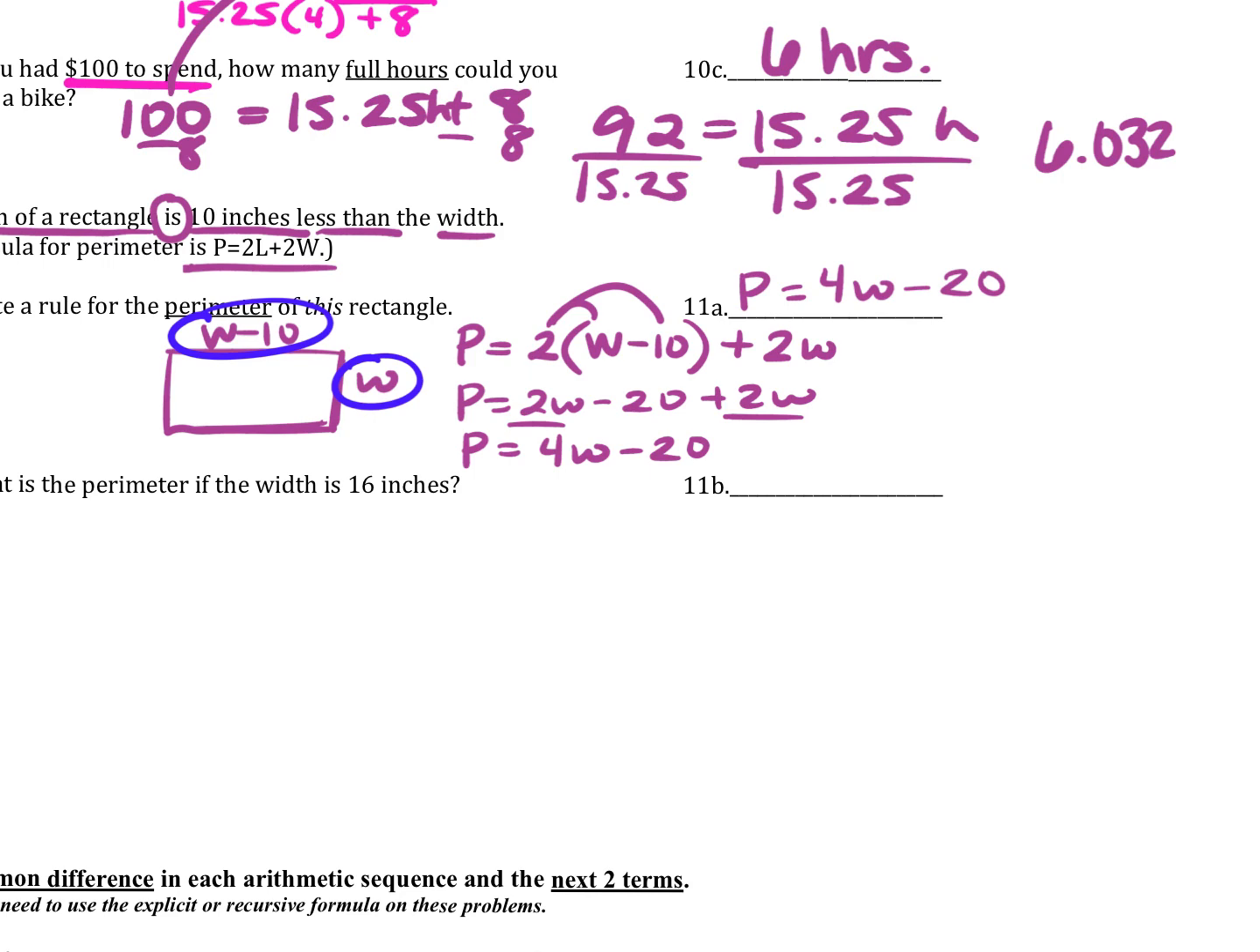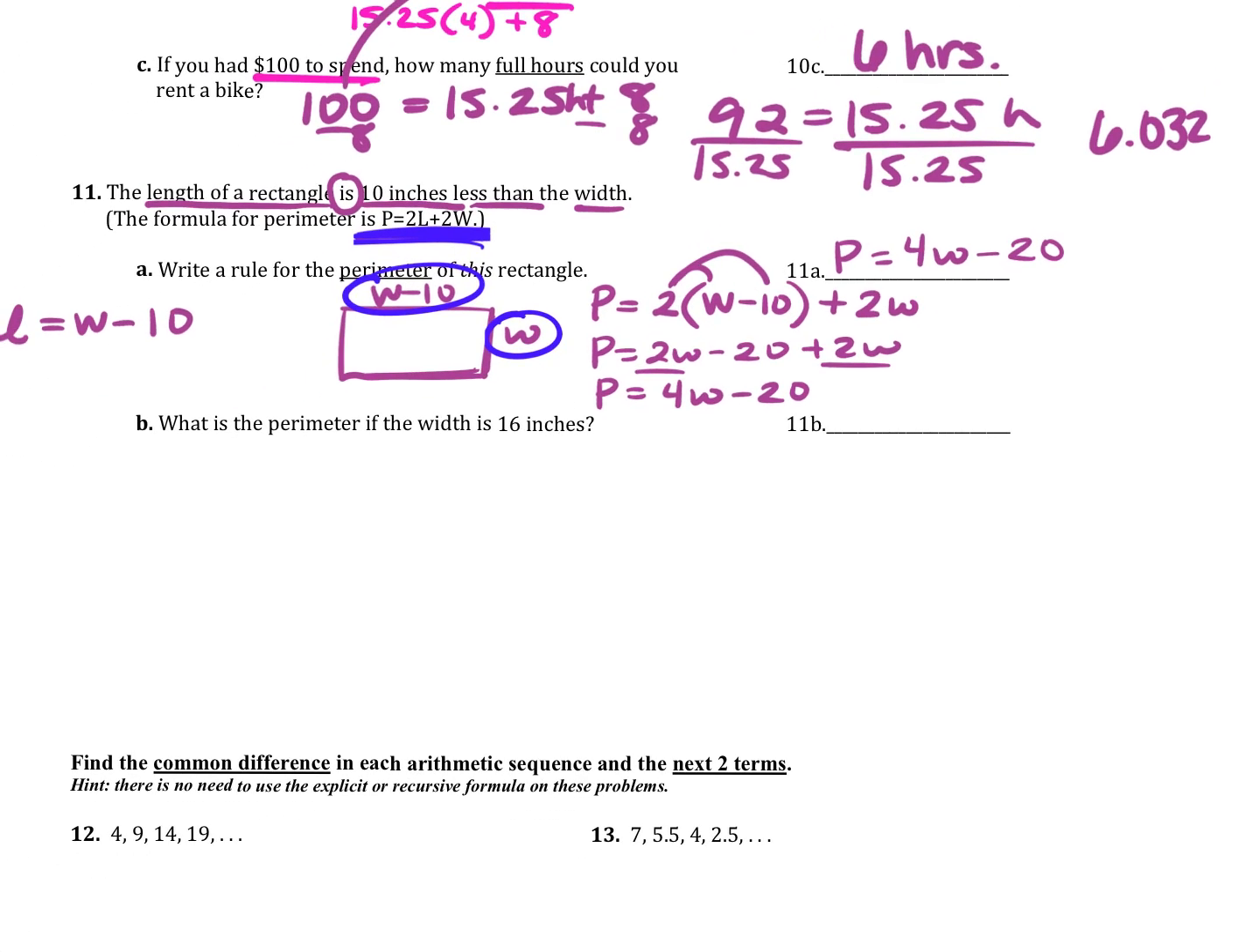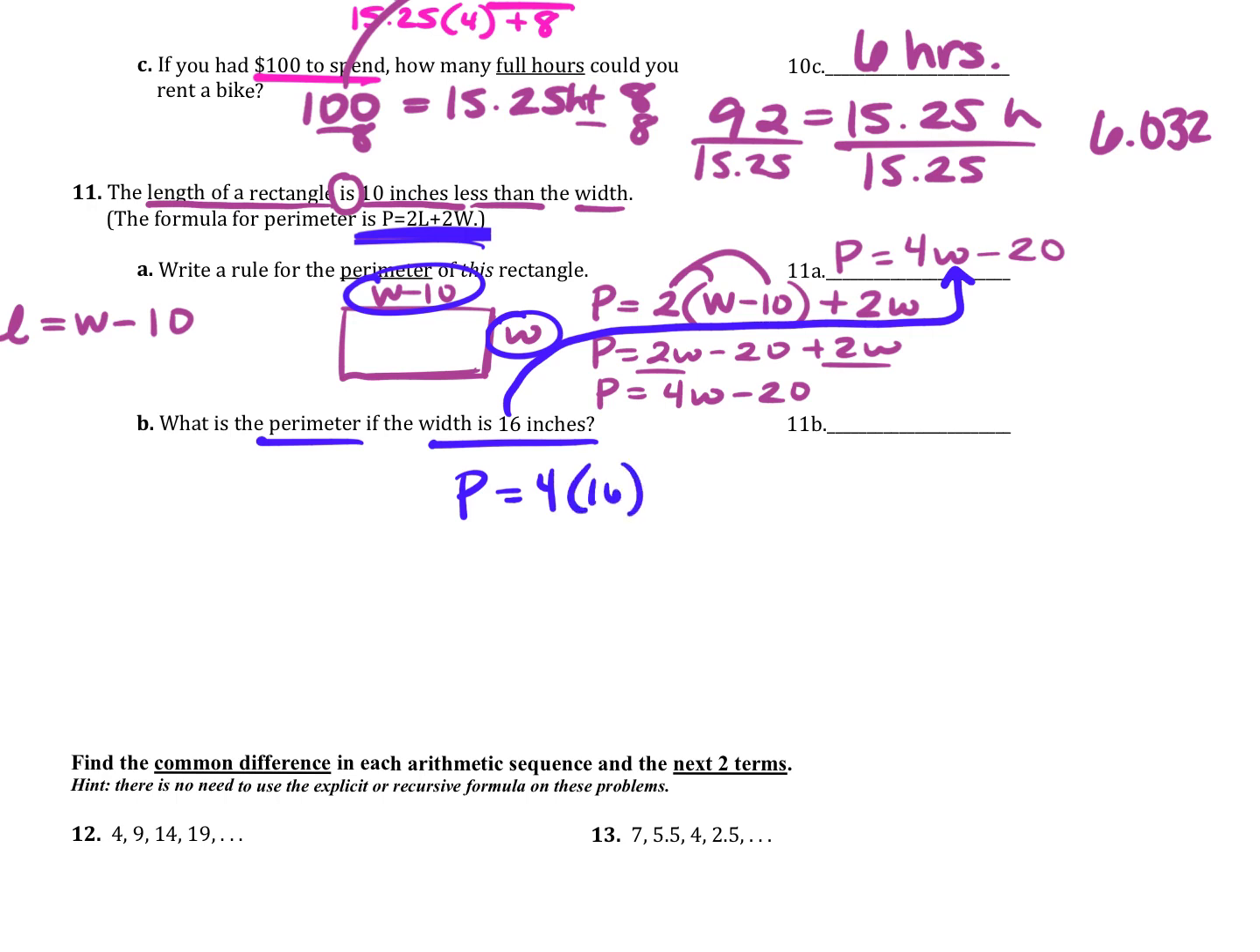Henry? Yes, I give you this on the test. Okay, so then what is the perimeter if the width is 16 inches? You plug that into your formula, right? The perimeter is 4 times 16 minus 20. What do you get from that? 64 minus 20, 44. Does that sound right? 44 what? Inches.